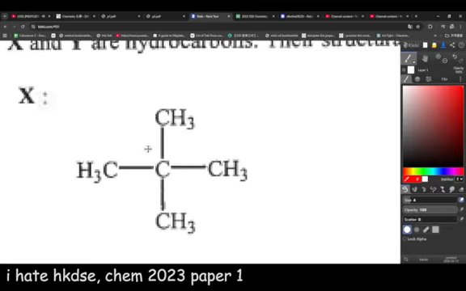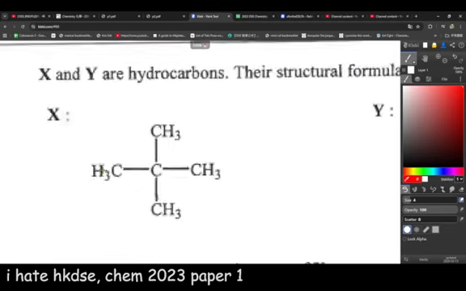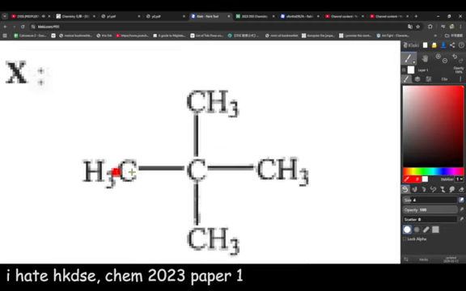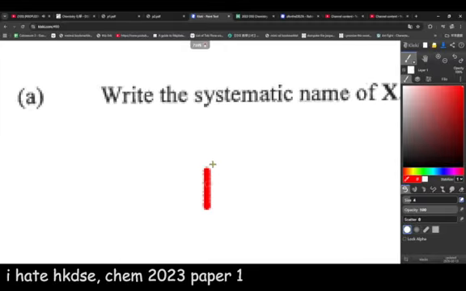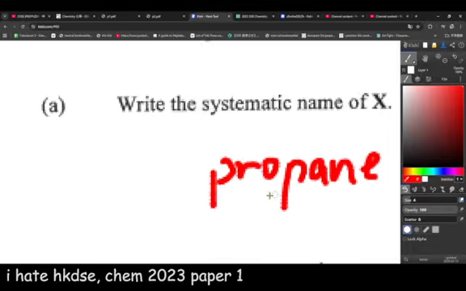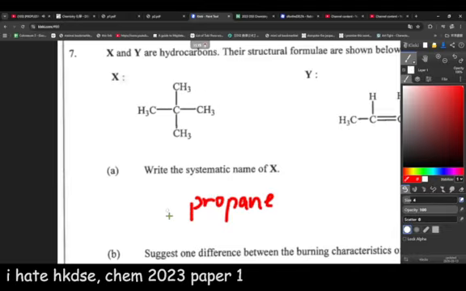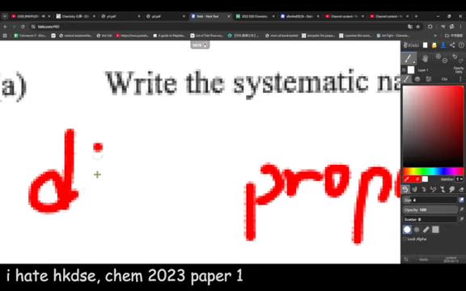This is not tetramethyl methane, or whatever you were going to think of it as. Remember the rule, count the longest C chain. So 1, 2, 3. This is a propane. So write that first, propane. Next step, count the groups. 1, 2, 2 methyls. So you just write dimethyl.